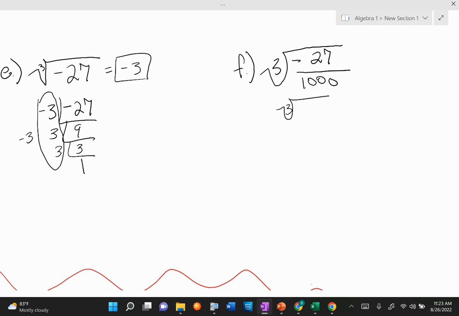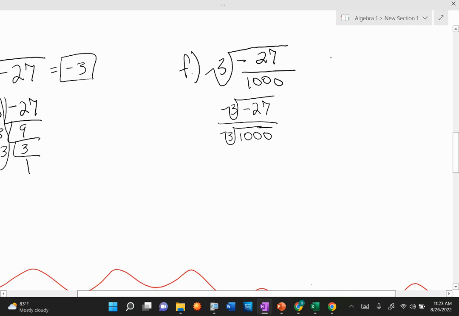and separate it out. So I have the cube root of negative 27 over the cube root of 1,000. Okay, and do those each separately. So we have the cube root of negative 27, which we just did. So that's going to be what? Negative 3 on top. Okay, and then we just do the prime factorization of 1,000. And that's going to be on the bottom.